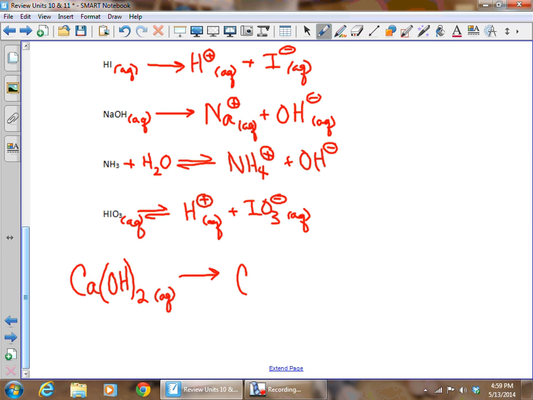And remember what this is going to look like. We're going to get something other than a positive charge for calcium because it's got 2 hydroxides with it. That means calcium's charge is going to be 2+. And when we write the fact that there are 2 hydroxides, please don't forget that 2 is going to come out in front. So this is what it's going to look like if we have a base with more than 1 hydroxide.